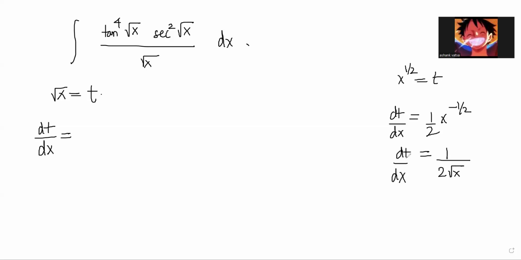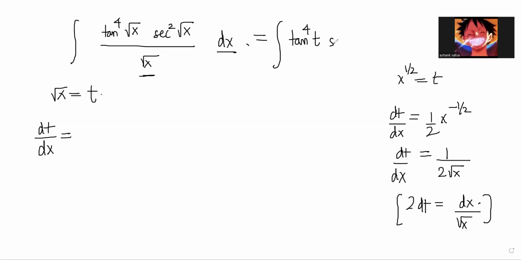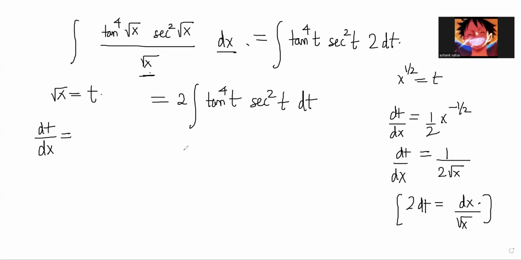Notice one nice thing is happening. You can take the 2 this side: 2 dt is equal to dx by root x. And already there is a dx by root x here. So my integral will become nicer now because I'll replace root x everywhere. I'll get tan power 4 t secant squared t, and dx by root x is 2 dt. So the integral has converted into a t integral now, and it looks like this. I can take the 2 outside because it's a constant.